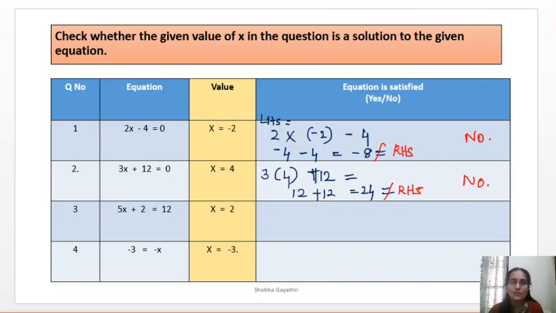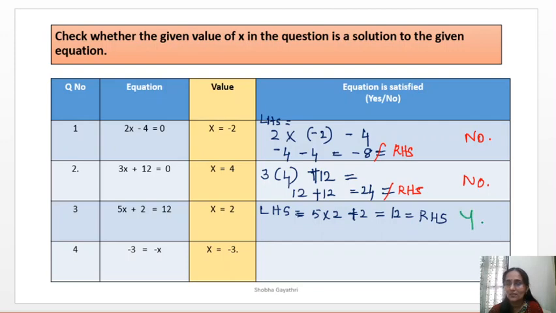Now 5x plus 2 equals 12. Just check whether the given value is a solution of the equation or not. LHS equals, substitute the value, 5 into 2. Let me write 5 into 2 plus 2. It is 12. It is equal to RHS. RHS is given as 12. So let us write the answer as yes.